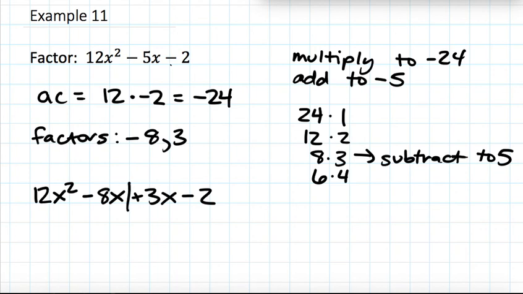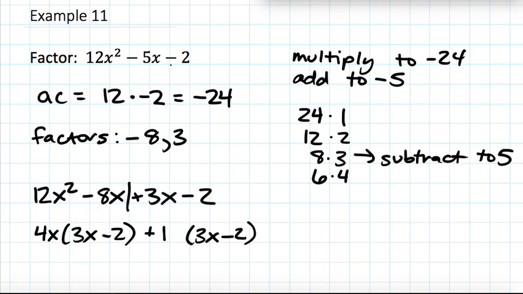So in the first pair, I can take out a 4x, and that leaves me with 3x minus 2. I can pull 3x minus 2 over here, and then what needs to go on the outside? Well, I don't need any numbers, and I don't need to change the signs, so it's just going to be plus 1 on the outside. So my answer would be 4x plus 1 times 3x minus 2.